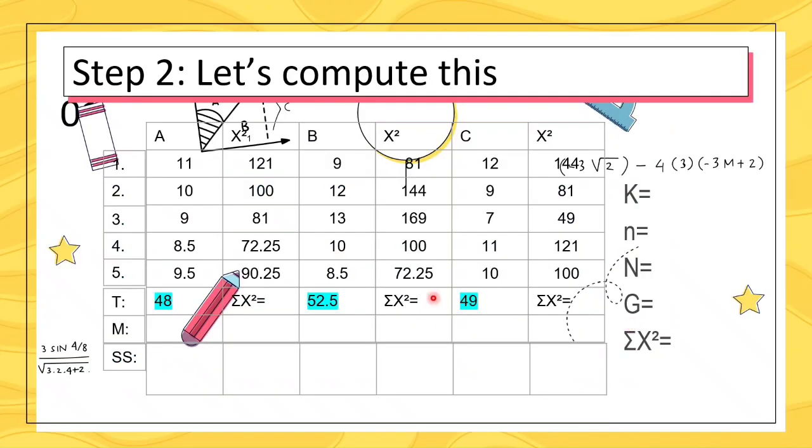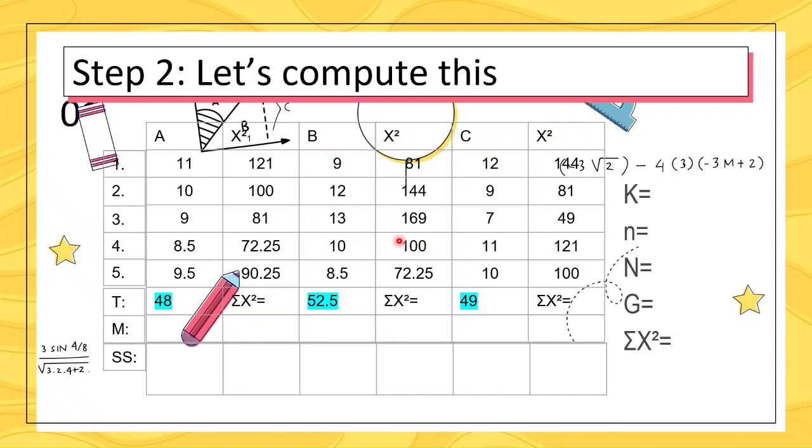Okay, step 2 is you just have to get the square of each score. So what is the square of 11? 11 squared is 121, 10 squared is 100, 9 squared is 81, 8.5 squared is 72.25, 9.5 squared is 90.25. And do the same thing to B and C.